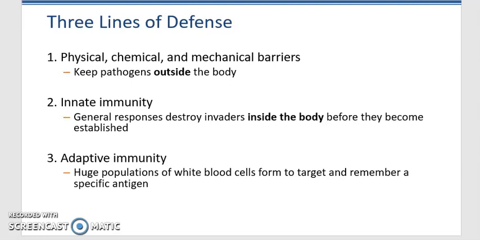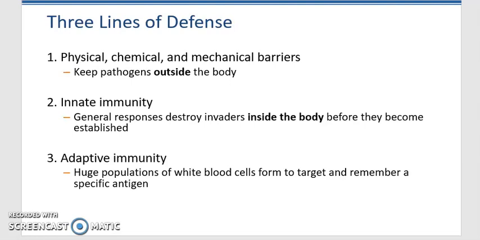So the three lines of defense that we're going to be discussing are your physical, chemical, and mechanical barriers. That's the first line of defense. And these are all of these mechanisms of the body to keep the pathogens from even entering the body. So these are all external defenses.